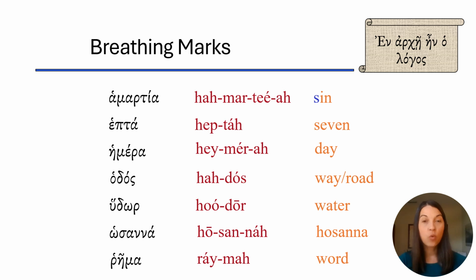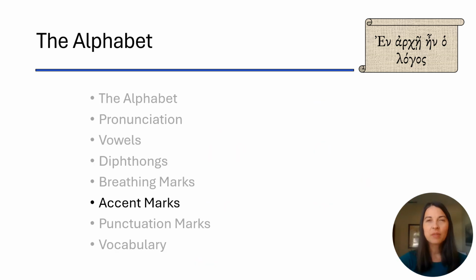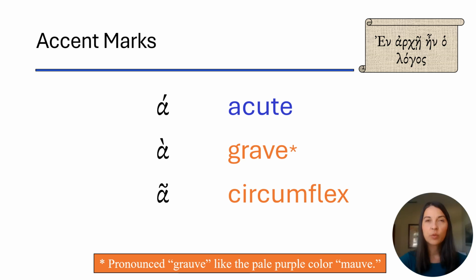You also have hudor, hudor. Then you have hosanna, hosanna. And then you have rema, rema. Accent marks can impact your pronunciation, but they don't generally impact the meaning of a word. So some professors choose not to focus too much on accent marks. So when you're reading Greek, you'll see these type of accent marks, the acute, the grave, and the circumflex.